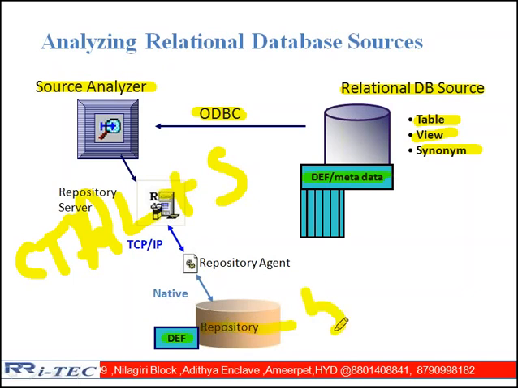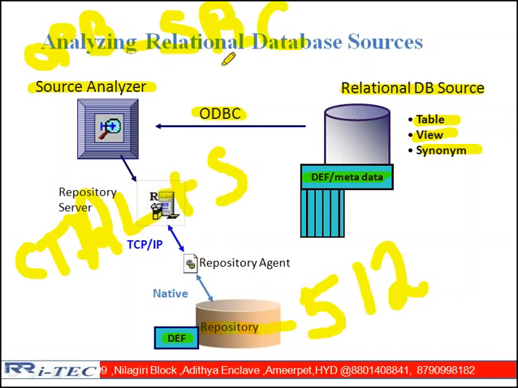Already you are aware of it. Repository consists of how many tables? 512 tables it consists of. There it is going to store in one of the tables. The table corresponding to the source is known as OPB underscore SRC, which is called the source related table. OPB underscore SRC is the source related table.